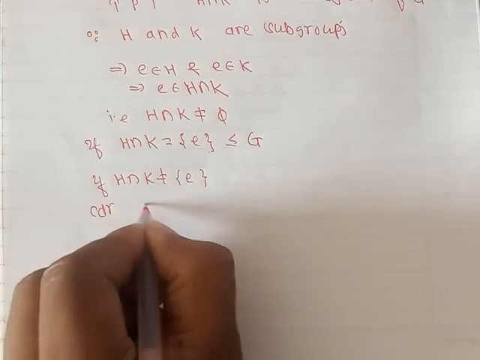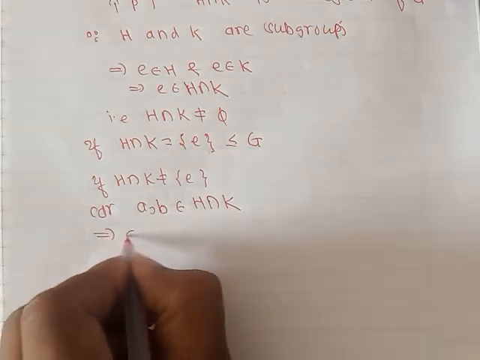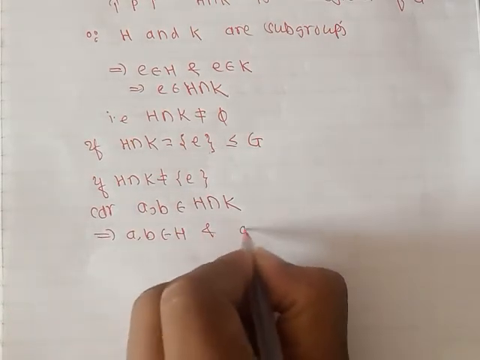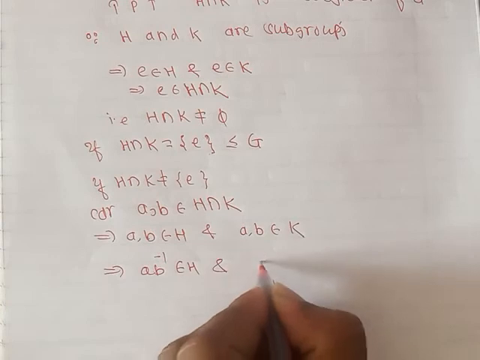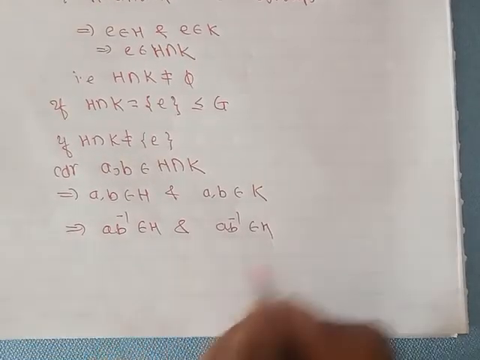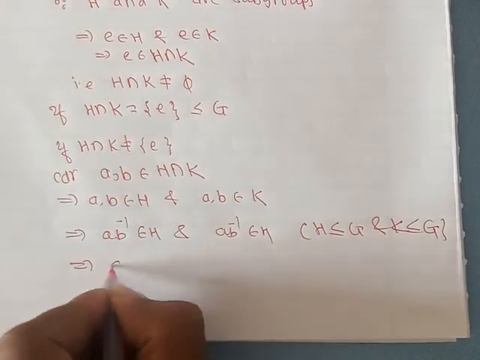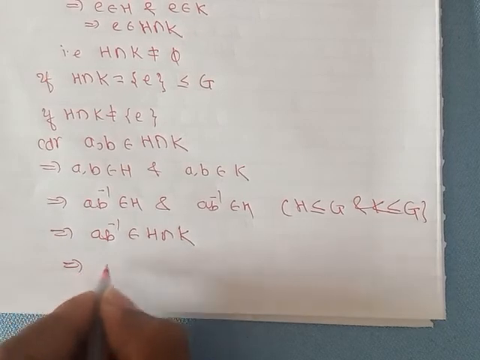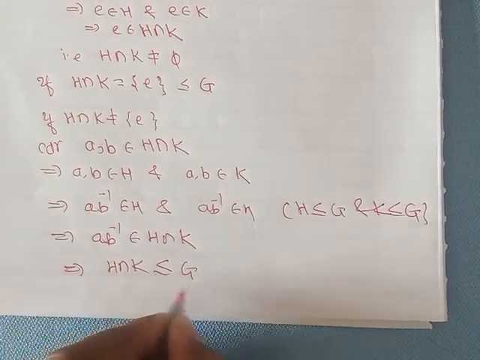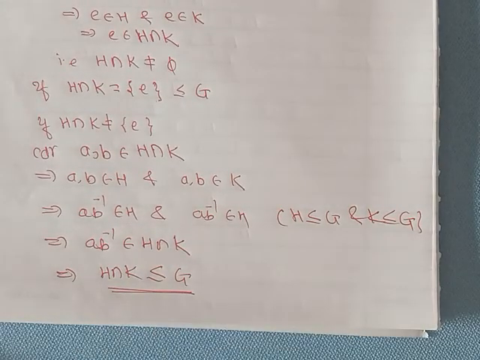So consider a, b belongs to H intersection K. This implies that a, b belongs to H and a, b belongs to K. This implies a b inverse belongs to H and a b inverse belongs to K, because H is a subgroup of G and K is also a subgroup of G. This implies that a b inverse belongs to H intersection K, and this shows that H intersection K is a subgroup of group G. Hence, if H and K are any two subgroups of group G, then H intersection K is also a subgroup of group G.